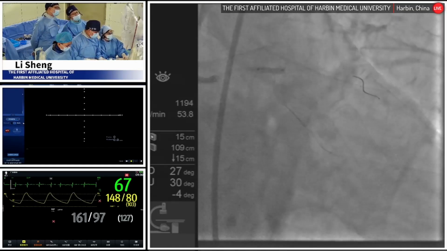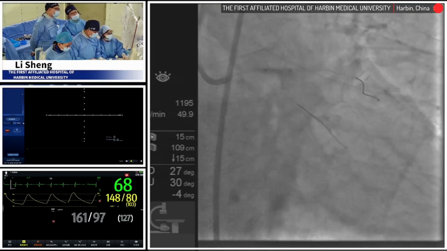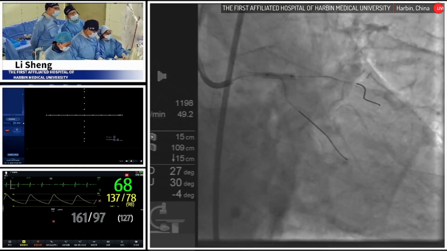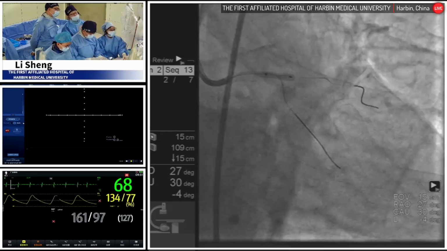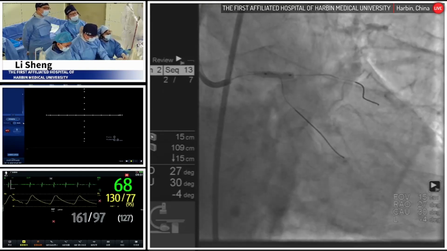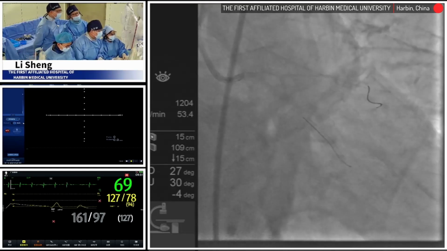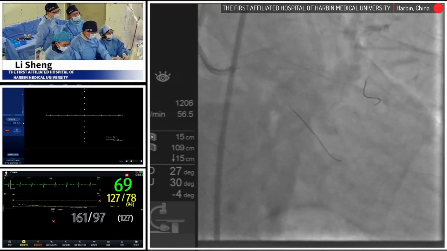But from the angio image, I think the NC balloon can be well expanded. Yes. That indicates maybe the calcification is not that severe, right? Yes. In the images we could see that they are all superficial ones.